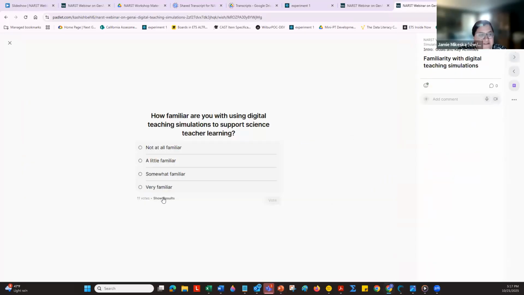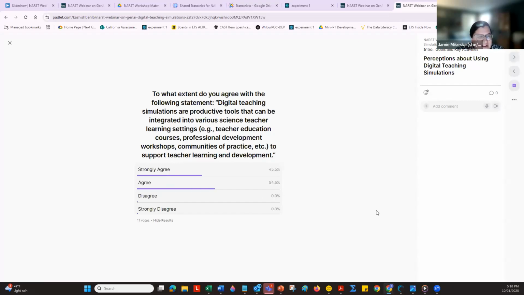And then in the next one, this was the question about how familiar you are. So let's take a look at what it looks like across the folks that are here. We have folks that range from not at all familiar to somewhat familiar, but we don't have anybody that's very familiar, which is great. I'm glad everybody here is maybe interested in learning more, and hopefully we can broaden ideas and understanding about what digital teaching simulations are, how they can be designed, and how they can support science teacher learning, the possibilities there.